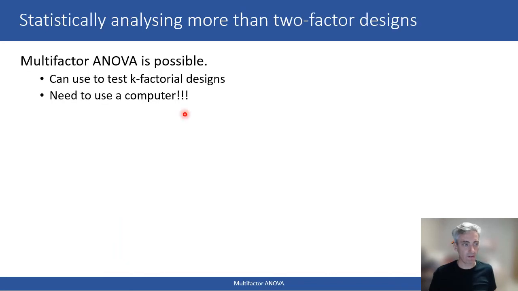Although in this presentation I've only shown you how to do 2-factor ANOVA or 2-way ANOVA, as you can see from Jitendra's work, it really is possible to do multi-factor ANOVA with as many factors as you like, but you need to use a computer. So that's something that I'll be showing you in the coming week.